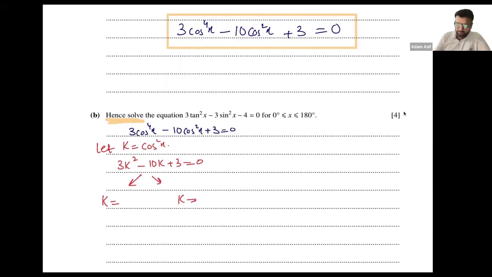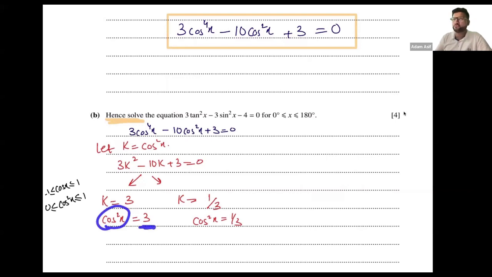We get 3 and 1 upon 3. Okay, now cos square x is equal to 3 and cos square x is equal to 1 upon 3. There aren't going to be any solution for cos square x equals to 3. See, the reason is cos x is between minus 1 and 1. Cos square x ranges between 0 and 1. So there isn't any solution for cos square x to be equal to 3.